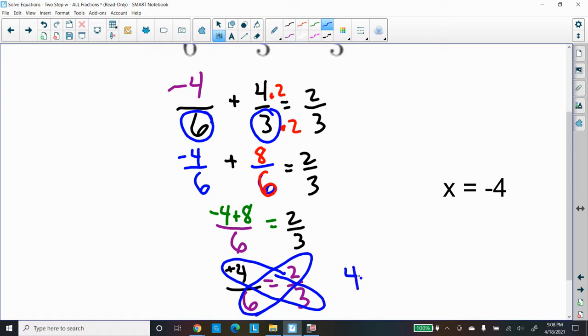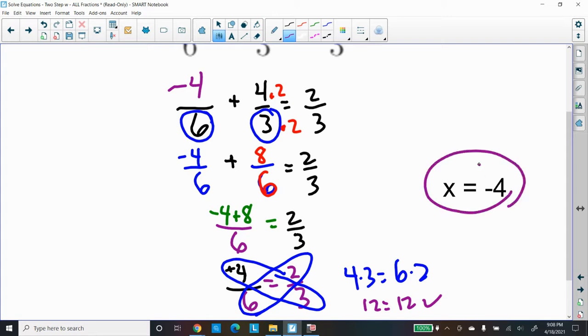So that means 4 times 3 is equal to 6 times 2. 4 times 3 is 12. 6 times 2 is also 12. So I know when x is equal to 4, my answer is right because it checks out, because 12 is equal to 12. So I hope you enjoyed that question with the check and everything.